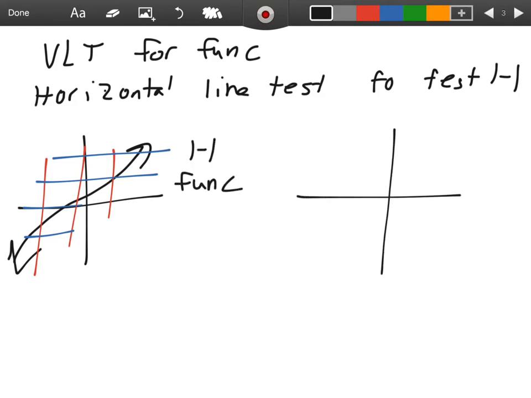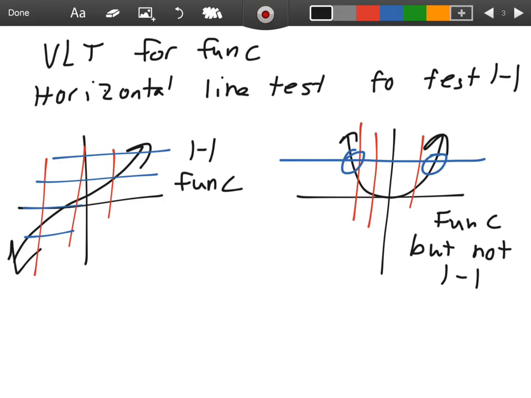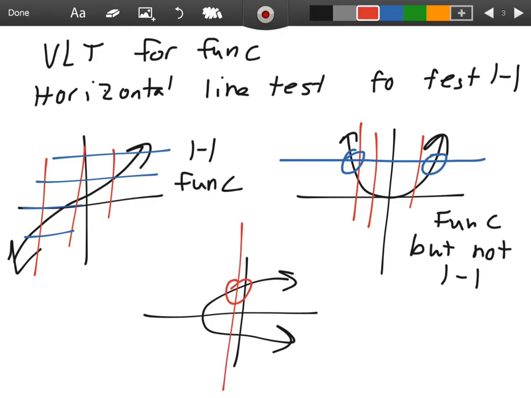If I have something like this, we know that's a function because it passes the vertical line test. But if I run a horizontal line through here, you see it intersects two places anywhere along there. So it is a function, but not one-to-one. And then if I have something like that, again, it's not a function just to begin with. So it's not a function, so not 1-to-1 either.